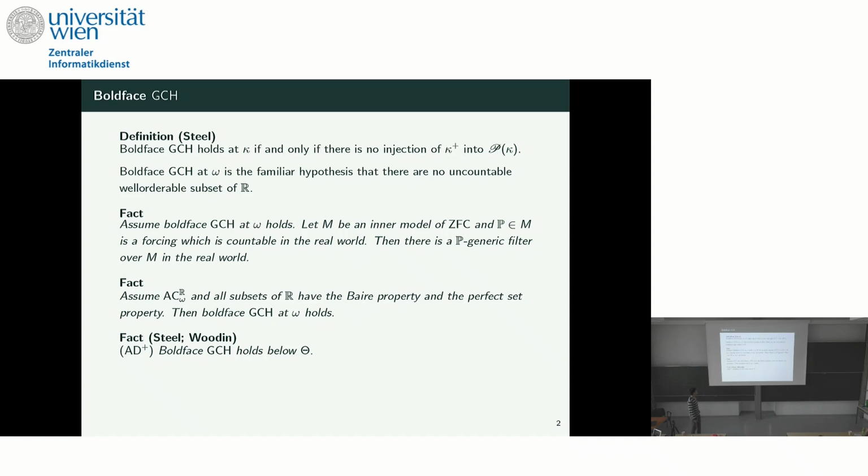How do you get Bothe-phase GCH? If you have countable choice for the reals and the regularity properties of the Baire property and the perfect set property, then you can show that Bothe-phase GCH at omega holds. And then using inner model theory, Steel and Woodin showed that Bothe-phase GCH actually holds for every cardinal below theta.